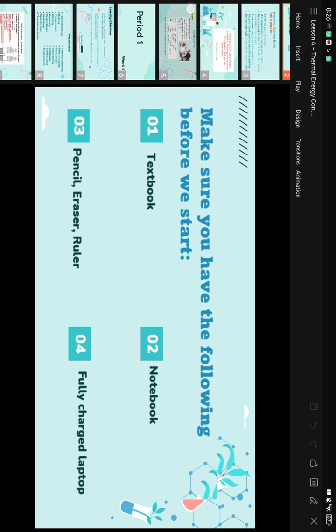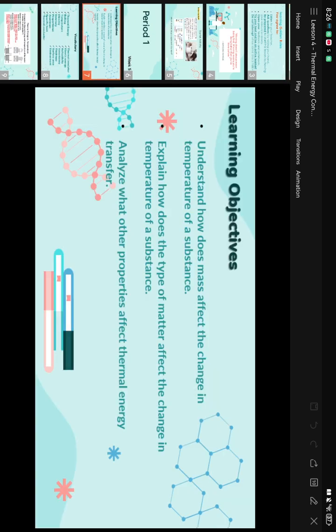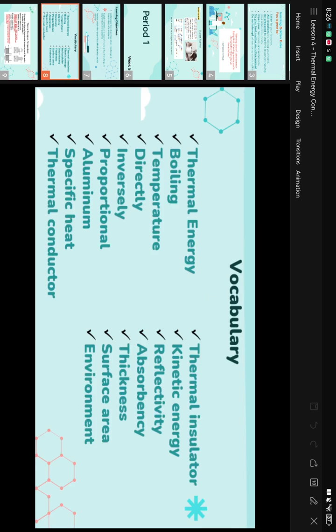So make sure you have the following. Let's start with the learning objectives. We have to understand how mass affects the change in temperature of a substance, explain how the type of matter affects the change in temperature, and analyze what other properties affect thermal energy. Let's go to vocabulary now.